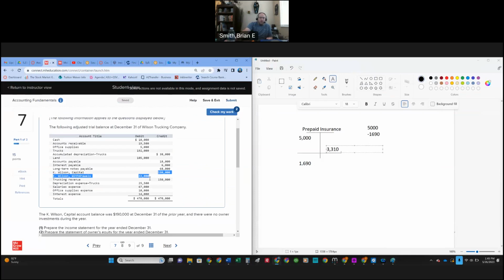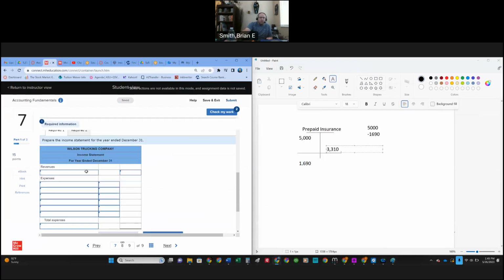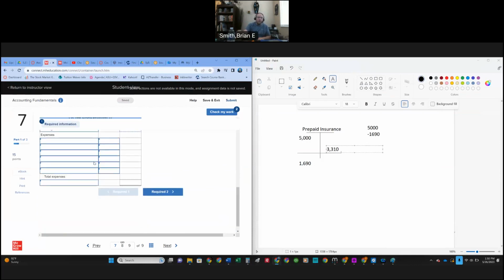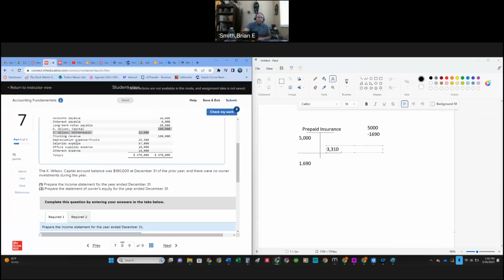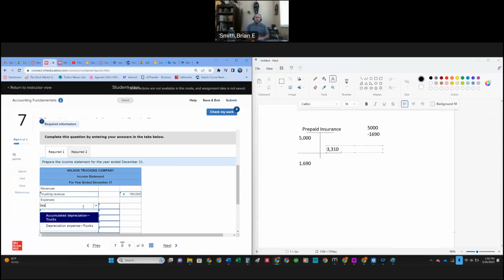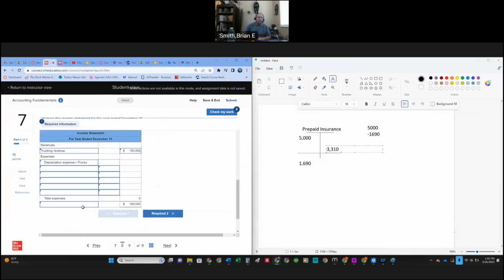So revenues, 150,000 from trucking revenue. So we're going to go find trucking revenue here. 130,000, I think is what I said. 150,000. See, I don't put that into my short-term memory. It doesn't stick very well. Okay. We're going to come down here to expenses. We're going to start off with depreciation expense. Depreciation expense. And that was 25,000.